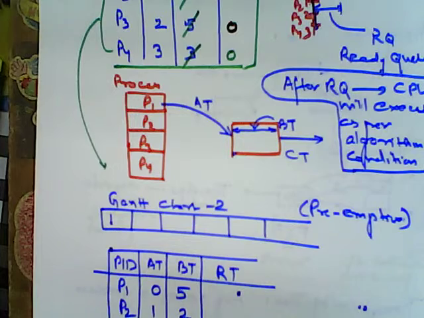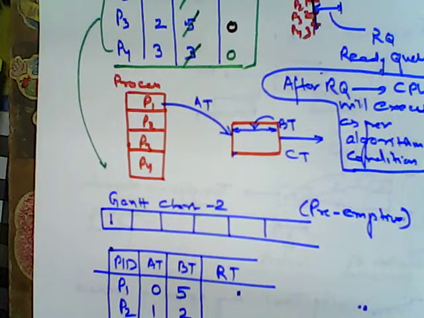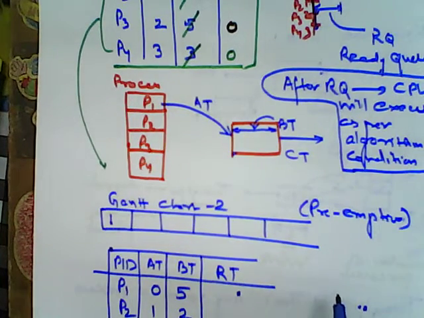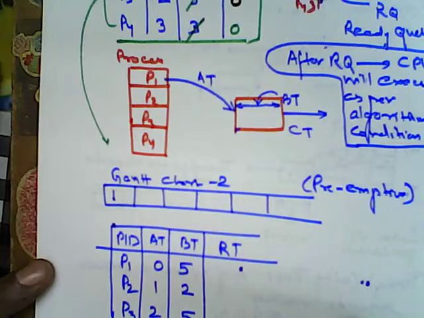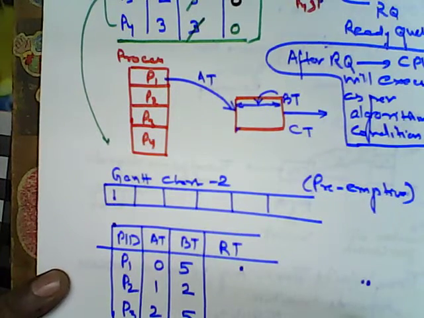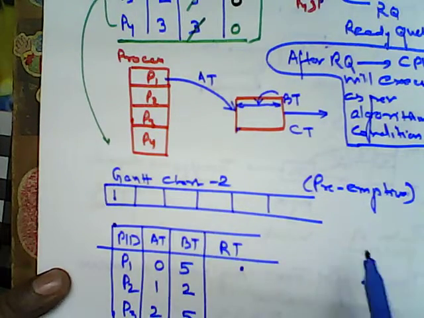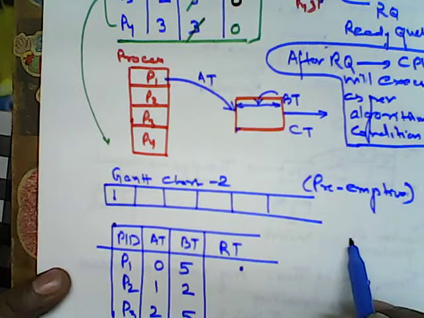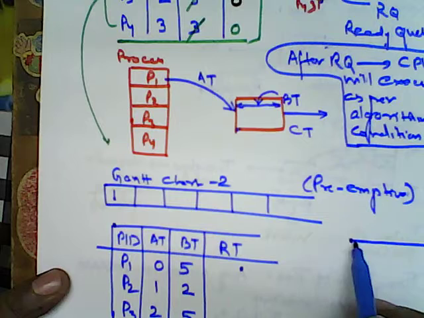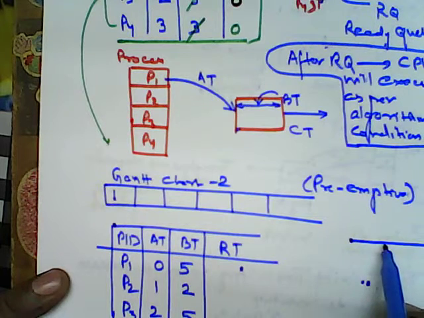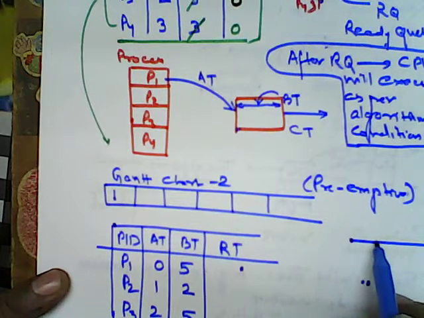Now, as you know, in the preemptive case, when any process is running, you can allow the CPU to interrupt in the middle and switch over from that process to the other process. Not like a non-preemptive case. When the CPU starts executing one process, it will only switch over to the next process after completion of the previous process.